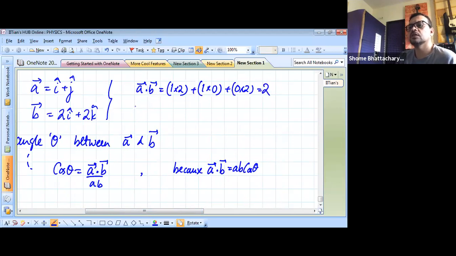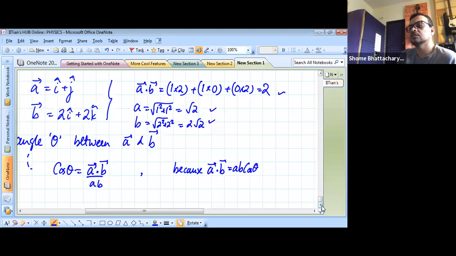A dot B is this much. And magnitude of A is how much? Square root of 1 square plus 1 square. So that is root 2. And magnitude of B is how much? Square root of 2 square plus 2 square. So that is 2. All these three values we will substitute below.